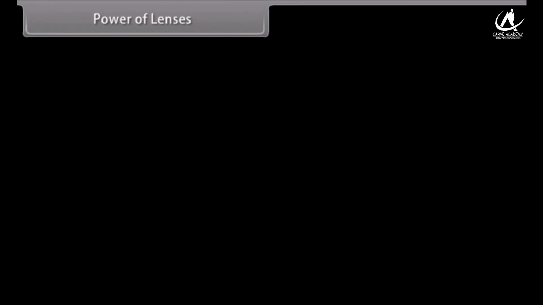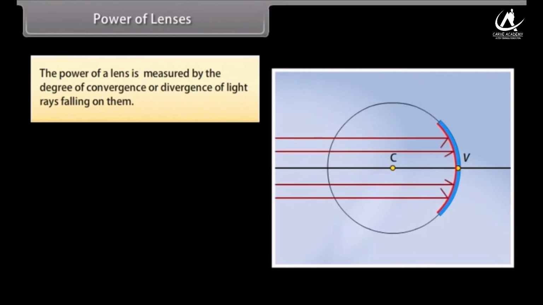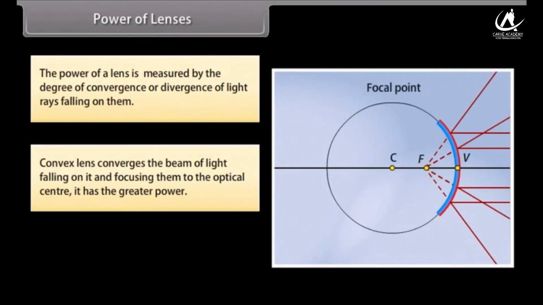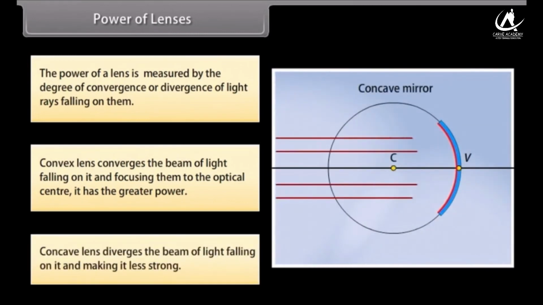Power of lenses. The power of a lens is measured by the degree of convergence or divergence of light rays falling on them. A convex lens converges the beam of light falling on it and focuses it to the optical center. It has the greater power. A concave lens diverges the beam of light falling on it, making it less strong.